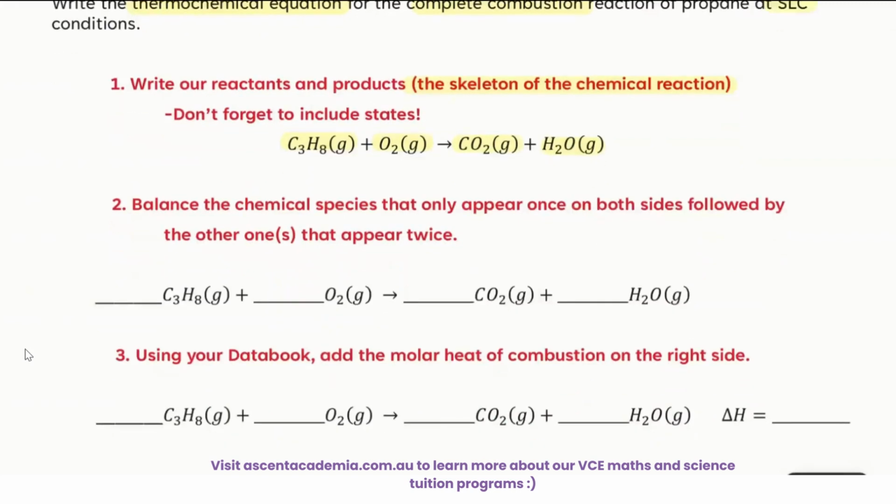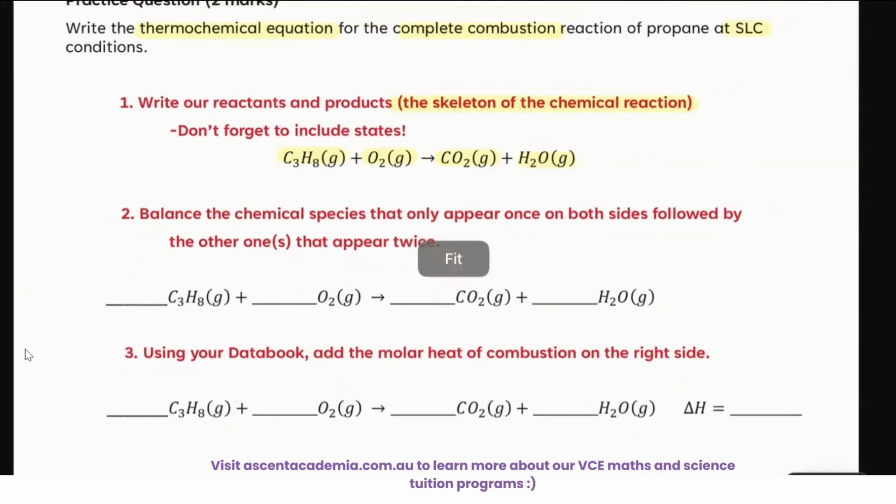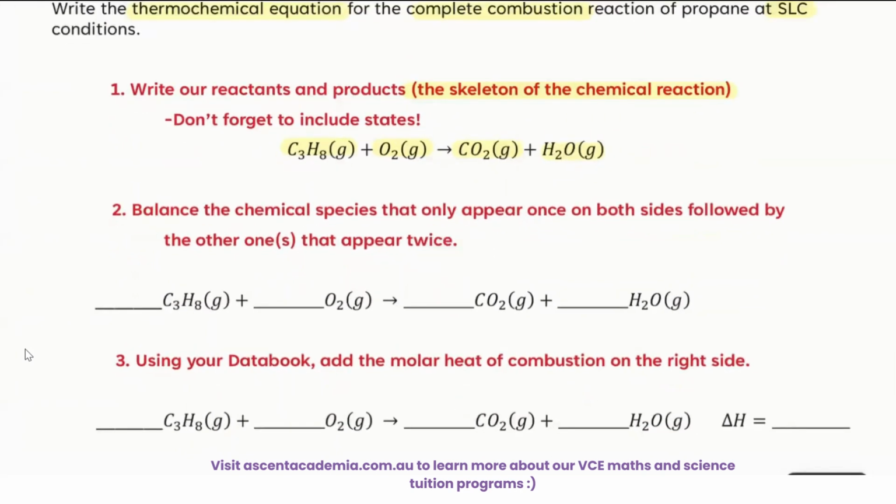The first thing we want to do is balance the chemical species that only appears once on both sides. We can see here carbon only appears once on both sides. So therefore I'm going to balance carbon first. We have 3 carbons on the left and only 1 carbon on the right, so I must put 3 on the right-hand side.